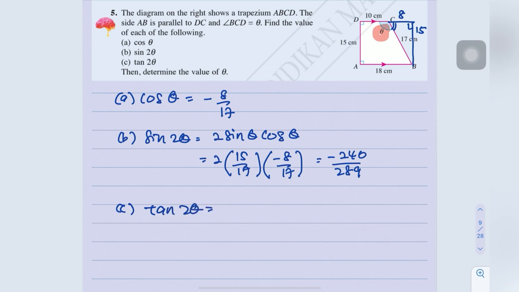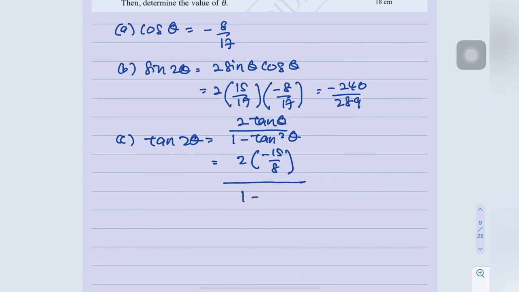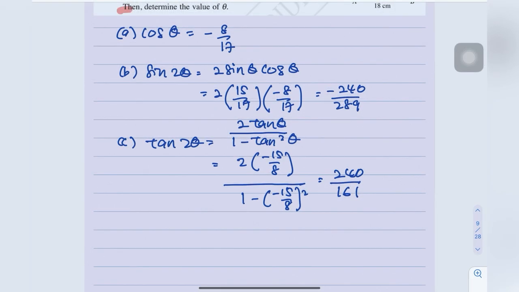Question C, tangent 2 theta. Same, using the double angle formula for tangent, tangent 2 theta is 2 tangent theta over 1 minus tangent squared theta. Tangent in quadrant 2, obtuse, is negative 15 over 8. So negative 15 over 8 over 1 minus negative 15 over 8 squared. Then we can find the value is positive 240 over 161.